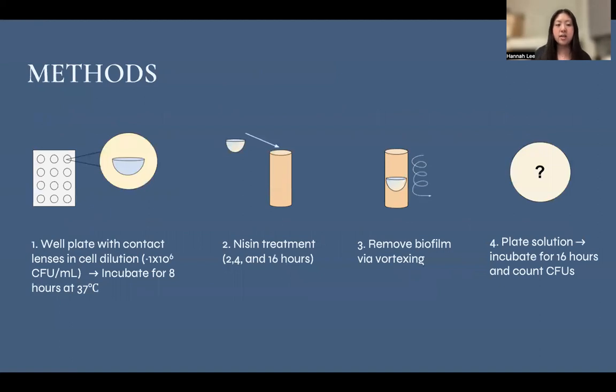For the methodology, I used a well plate that I incubated a cell dilution as well as contact lenses. After 8 hours of incubation at 37 degrees Celsius, they were then treated with nisin at three different time intervals: 2 hours, 4 hours, and 16 hours. Then after those incubation periods, they were transferred into another Eppendorf to be vortexed to remove the biofilm. That solution was then plated to see if there were any colonies that would form.